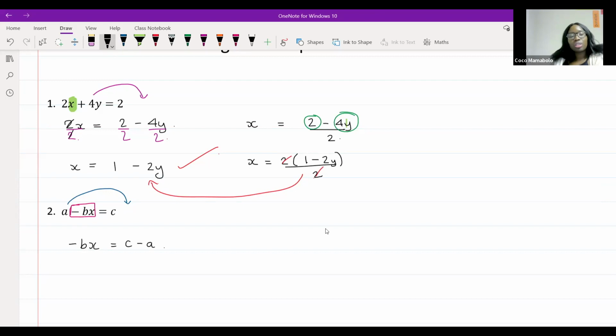Now imagine if this negative bx was actually negative 2x equals 8. How would we get rid of that negative 2?